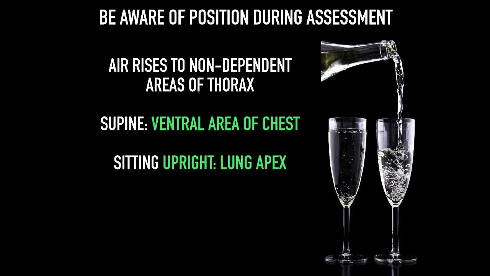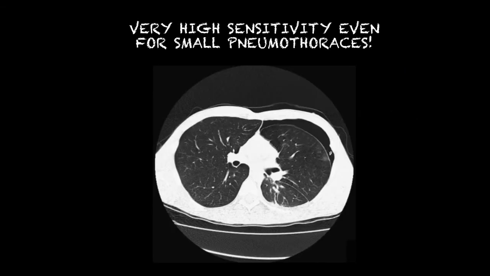Again, be aware of position during assessment because air rises to the non-dependent areas of the thorax, and so if they're supine, it'll be the ventral or superior area of the chest. If they're sitting upright, it'll be more towards the lung apex. Again, lung ultrasound has extremely high sensitivity for even small pneumothoraces. And so pneumothorax that may be missed by chest x-ray may be picked up by lung ultrasound and requires greater caution to whether or not it truly requires an intervention.